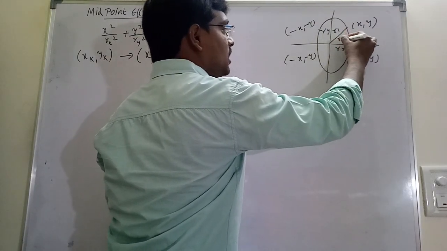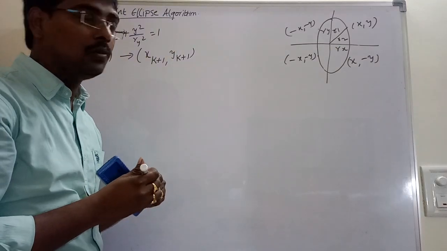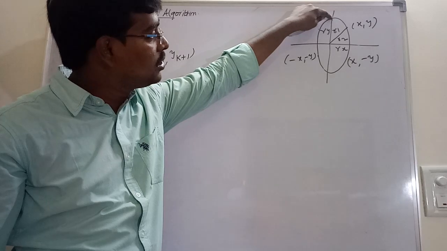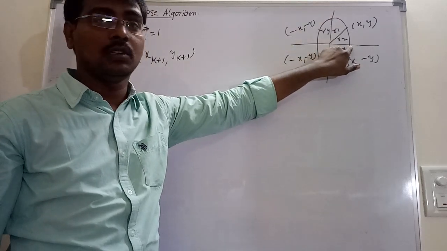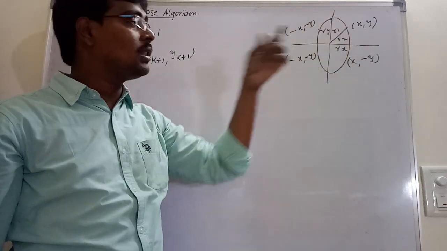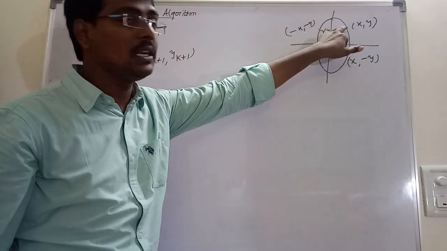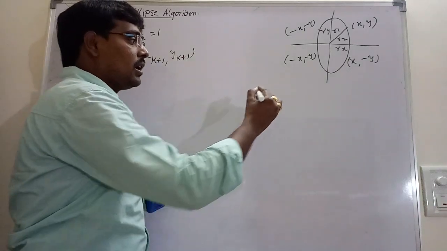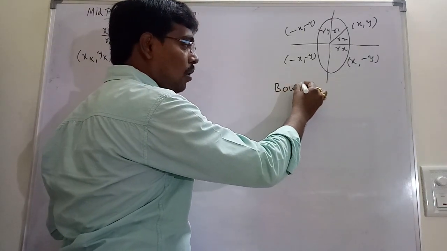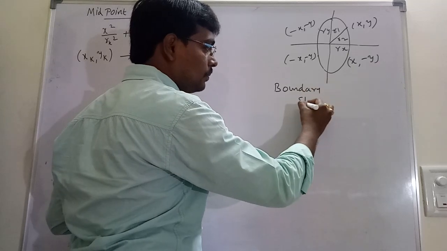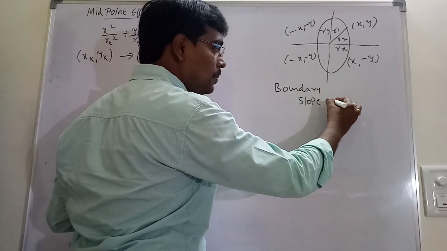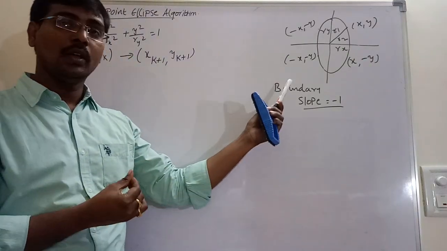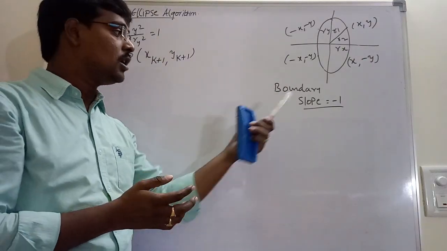the ellipse is divided into two regions, R1 and R2. For example, we are starting at this position and moving up to this position. In the process of deriving the points, whenever region 1 is completed, we enter into region 2. The boundary point between region 1 and region 2 is where the slope is equal to minus 1. That means region 1 is completed and we are entering into region 2.